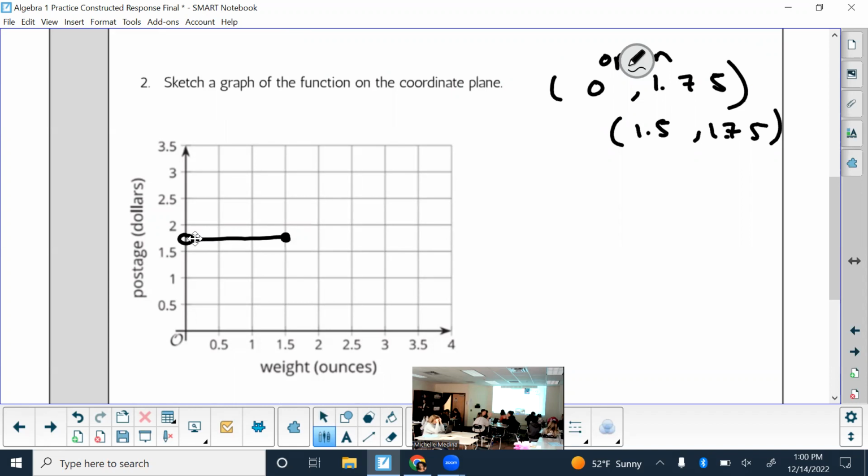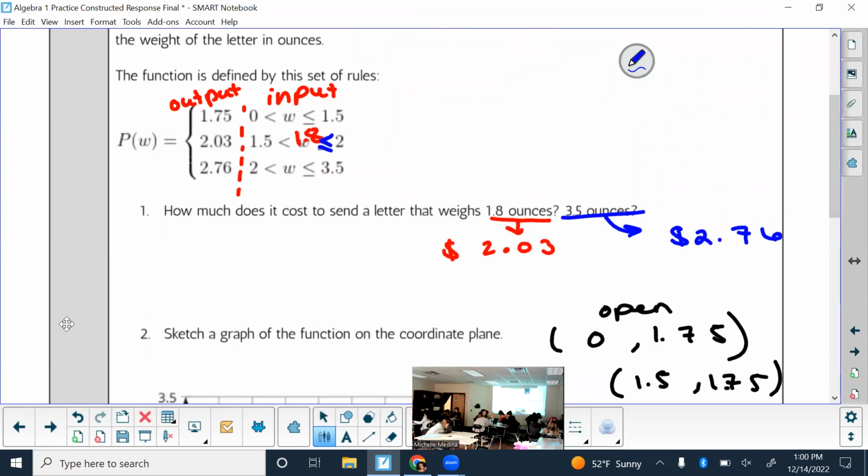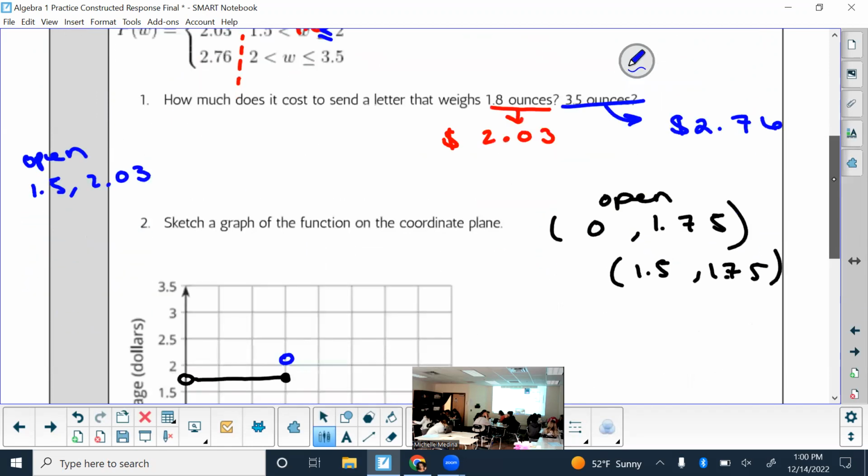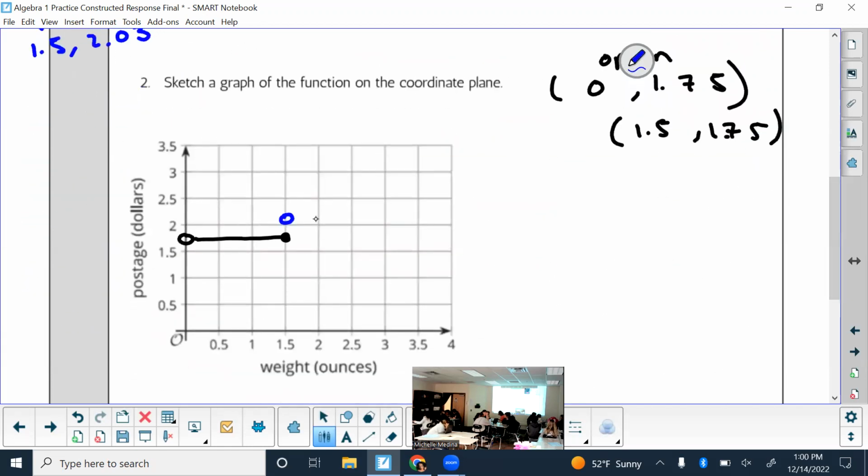Where would my next open circle be on? What's the X value there? So 1.5, 2.03 has an open circle. Find that on your graph and put an open circle there. That would be like right above the 2. Like that. And when does it stop costing 2.03? At the 2 exactly. So where the 2 is for the X, same level, same height, it costs us 2.03.